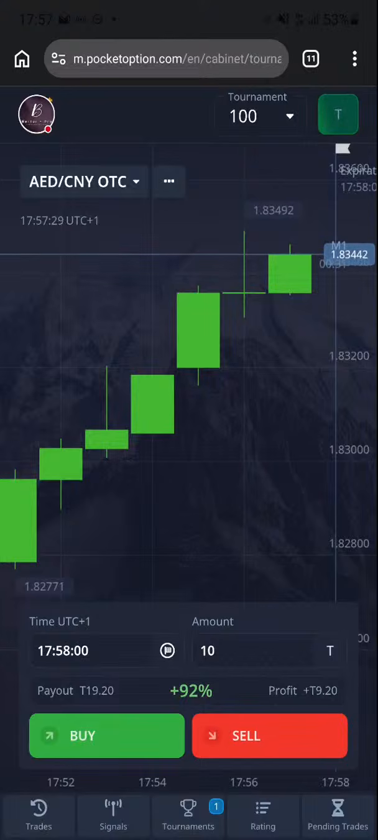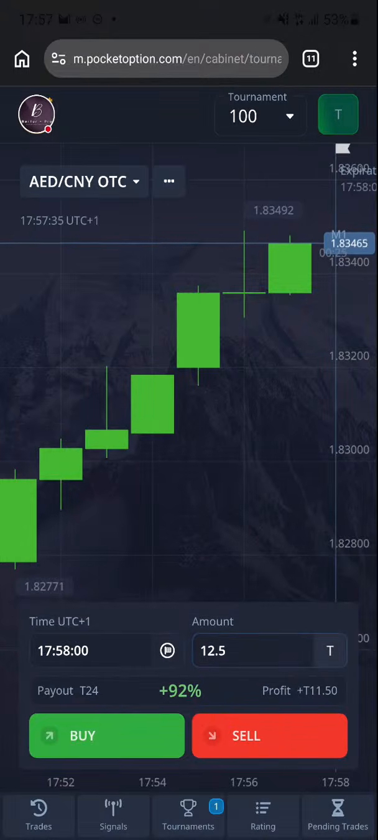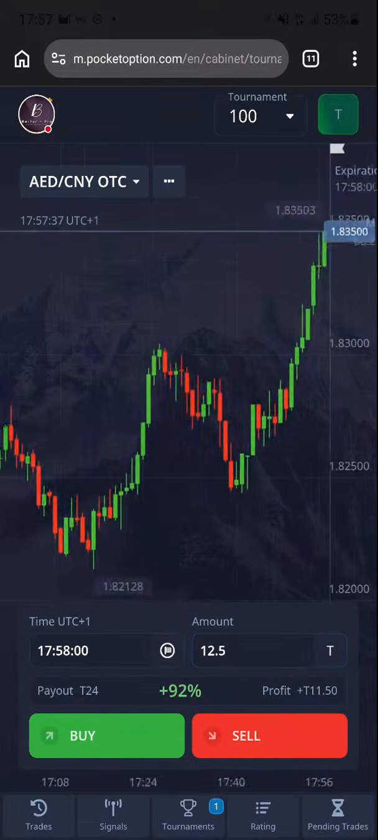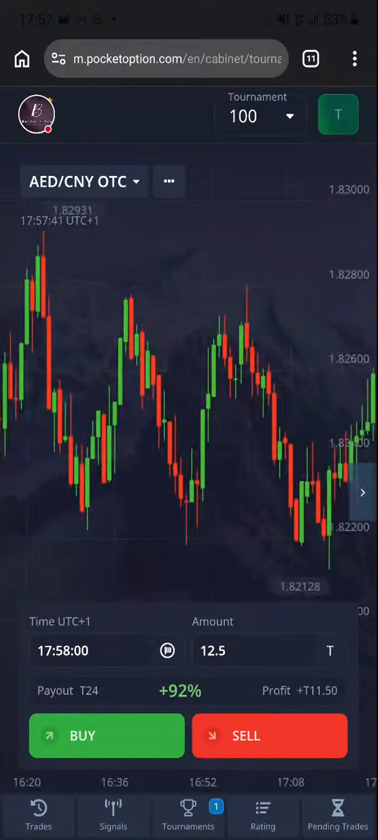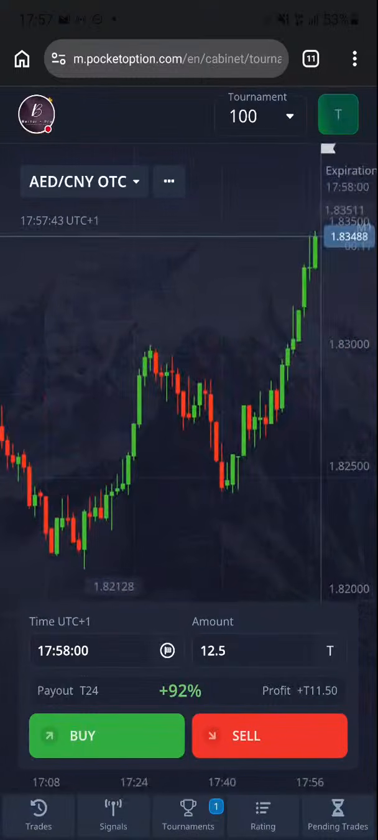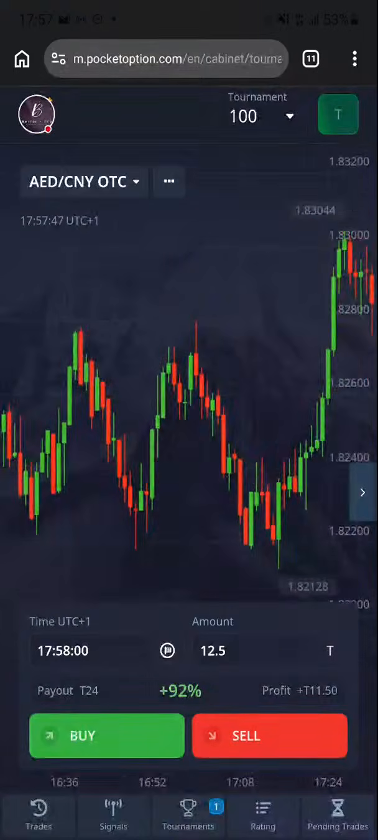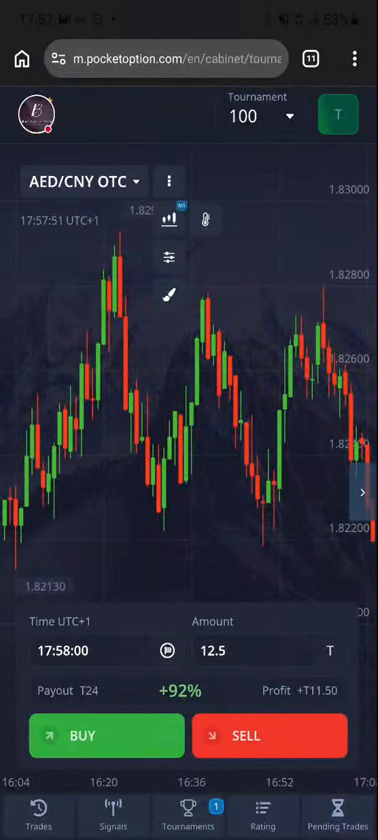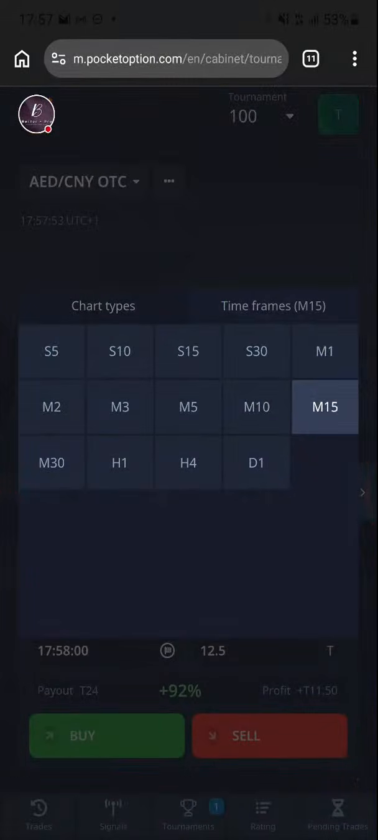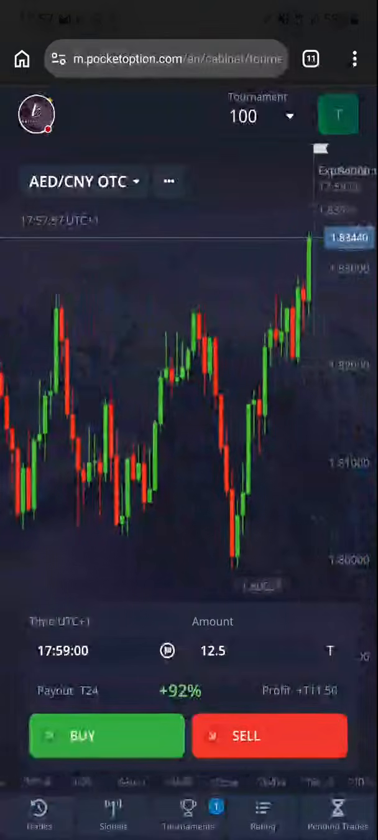So you can see now. Over here right now, we will be going with 12.5% of our balance. You understand? And we will have to look for a very good opportunity in the market. This AEDCNY looks like a price channel, but you know what? Let's do a little bit of top-down analysis for this market. Let's see the direction the market is going.